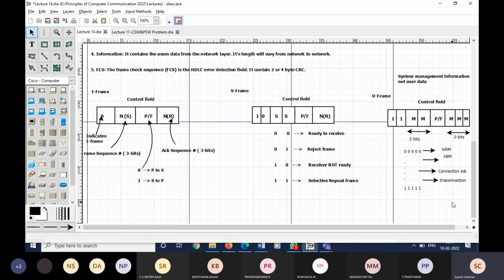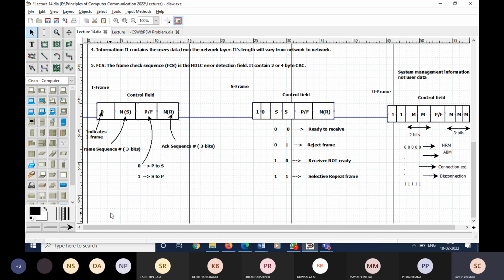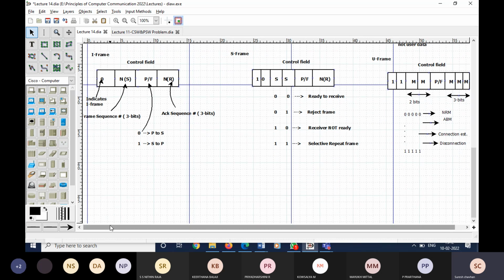So these are the control information, and the data transfer. What kind of modes does the device have to adopt? Maybe they can adopt the NRM, or they can adopt the ABM. So these kinds of functions will be there in these 2 bits and these 3 bits, right? So this is about the complete frames and the different control fields of these frames, different operations, right?